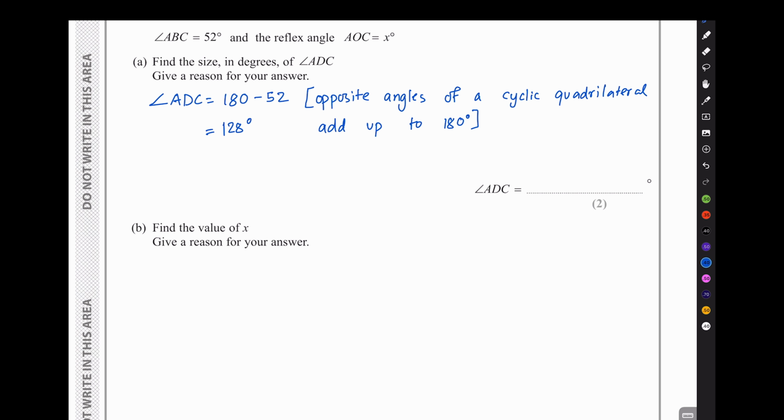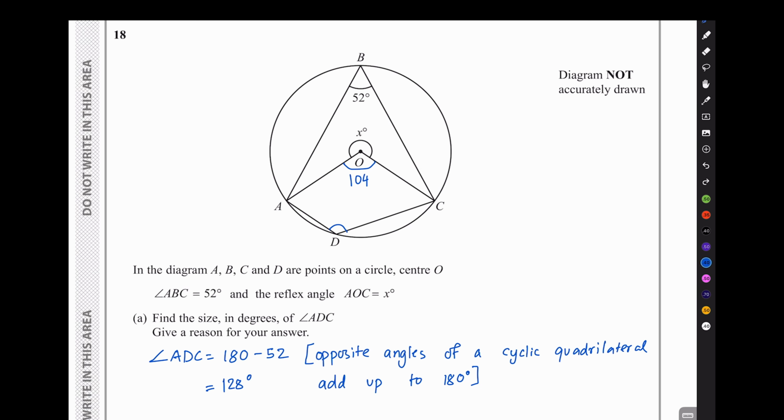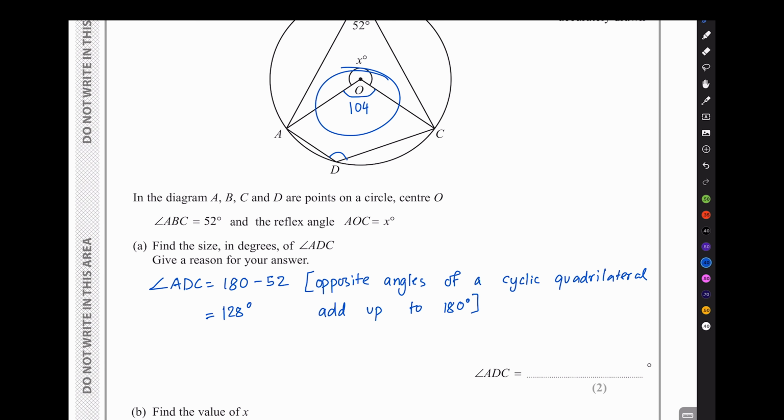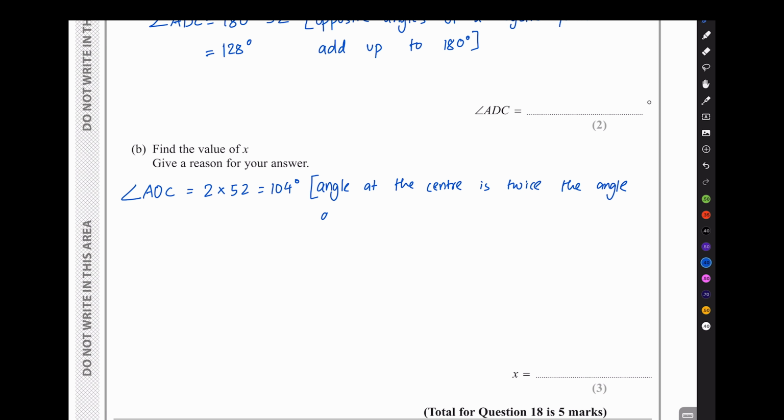Moving on, find the value of x. I can find it quite easily. First of all, I need to write how I got this angle. Angle AOC equals 2 times 52, which is 104 degrees. Why? Because the angle at the center is twice the angle at the circumference.